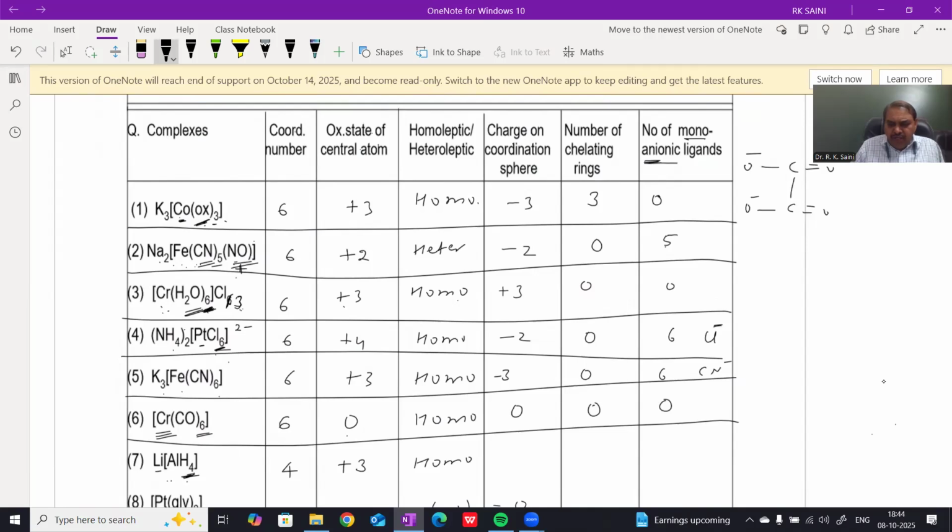Homoleptic or heteroleptic, then charge on the coordination sphere. Charge on the coordination sphere, after removal of lithium, is -1. AlH4 charge is -1. Therefore, the coordination sphere carries -1 charge. Number of chelating ligands is 0 because all are monodentate. Number of mono-anionic ligands is 4, namely hydride ion. Question next.